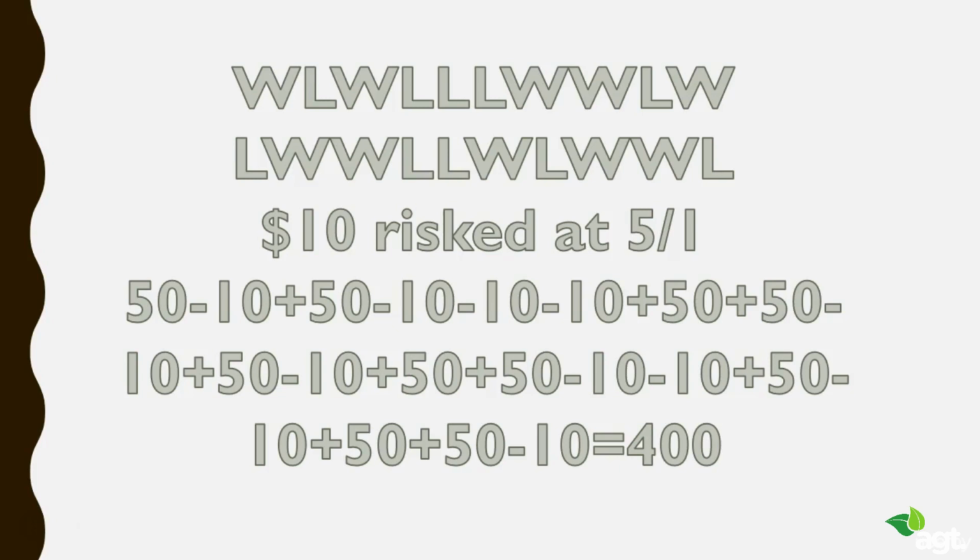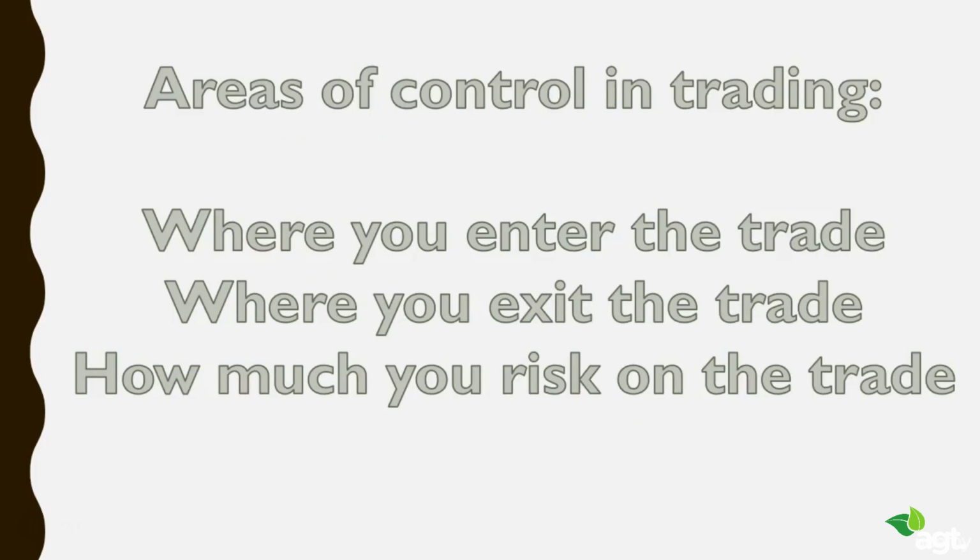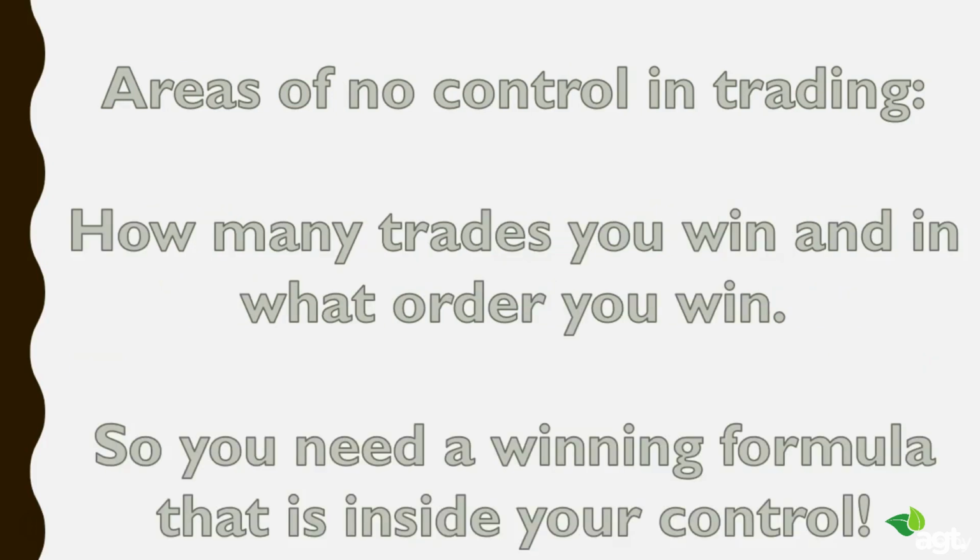So this is the key thing to keep in mind when you're trading. It's the most important thing, because there are only certain things that you can actually control in trading. You can control where you enter the trade, you can control where you exit the trade, and you can control how much you risk on the trade. But what you can't control is how many trades you win and in what order you win. So you need to have a winning formula that is inside your control.